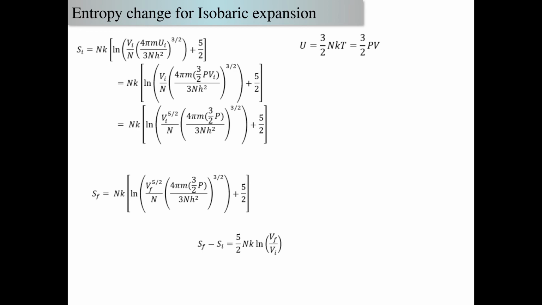We can do exactly the same thing for our final entropy, and when we subtract them off, we get that the change in entropy is 5/2 NK ln V final over V initial. The 5/2, remember, if you take the natural log of something with an exponent, you can pull that exponent out front and make it a coefficient on the front of your natural log term. So the exponent 5/2 turns into the coefficient out front 5/2.